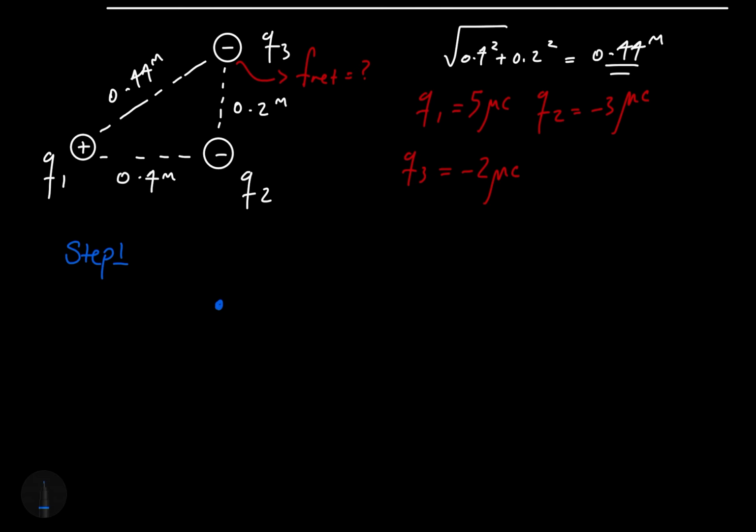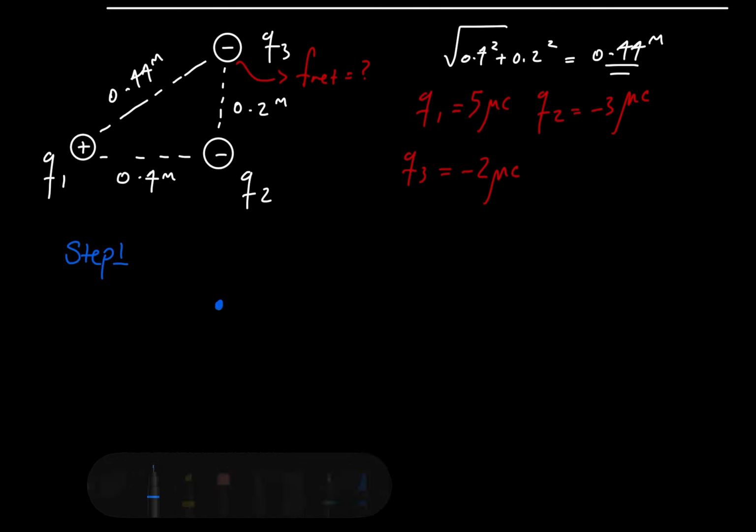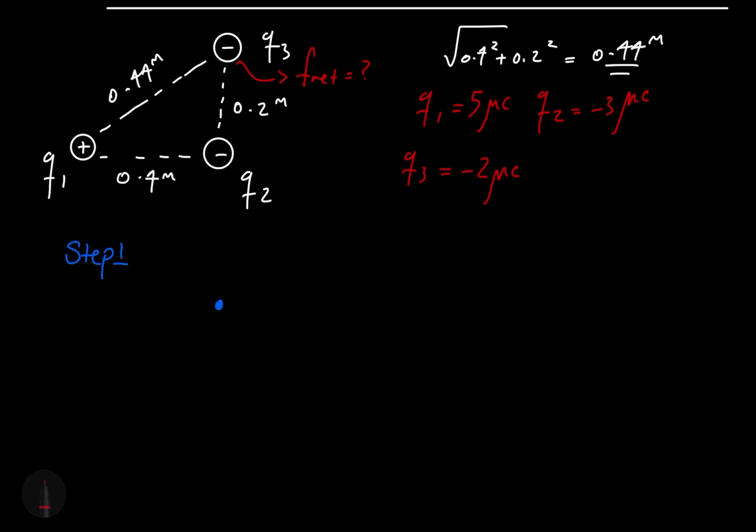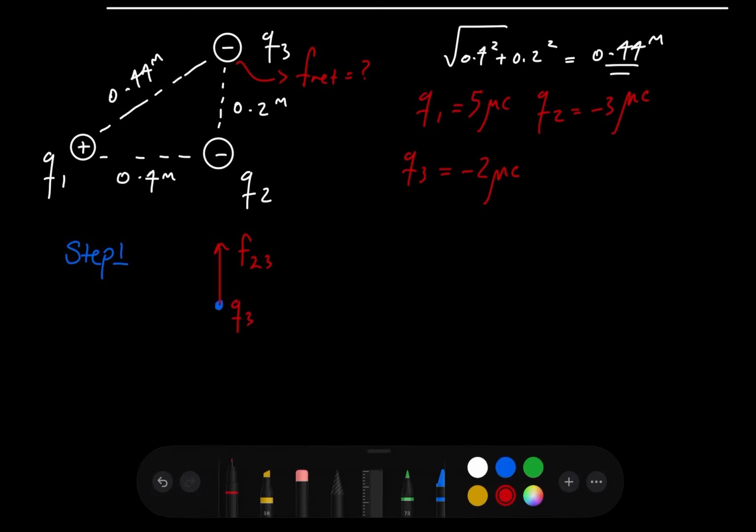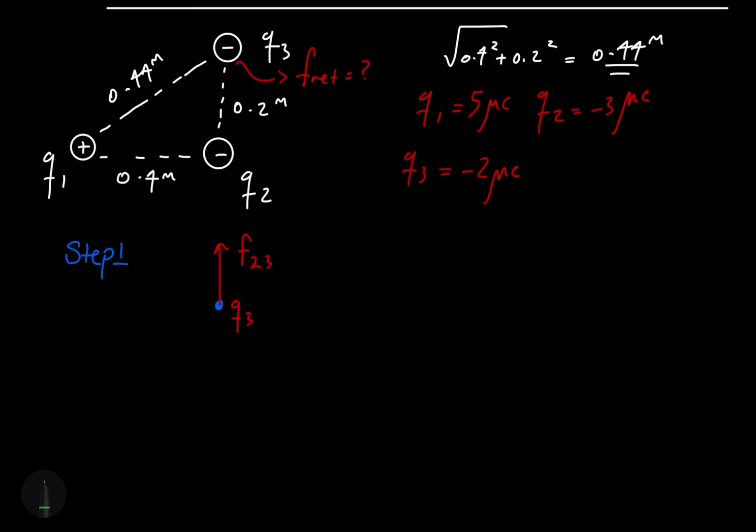So this is Q3. Now, Q3 is going to experience a repulsive force from Q2. So I can draw an upwards arrow, and that's going to be the force of 2 on 3. However, Q1 is going to attract Q3. So this charge, Q3, is going to be attracted by Q1. So we're going to have a force that goes along the diagonal of the triangle, downwards. We can call that force the force of 1 on 3.